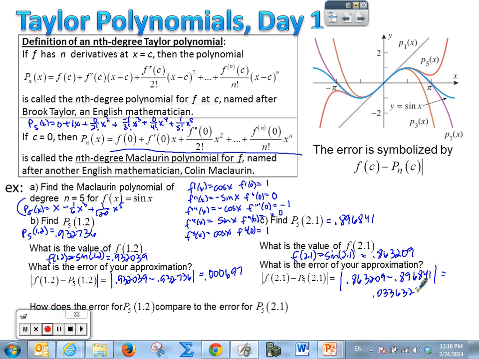And just as we anticipated, this estimate is not as accurate as the one that we did at 1.2 for the reasons that we talked about. You know, it's farther away from the center of the polynomial, which is 0. So that was the comparison between the two.